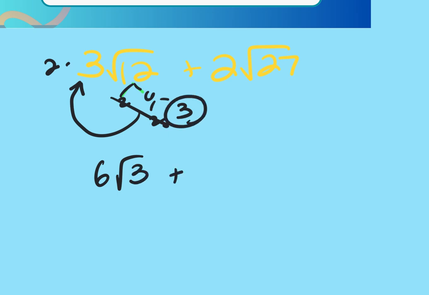I do the same thing with the other side. This was 3 and 9, 3 and 3. And the pair of 3s goes to the front as a 3.